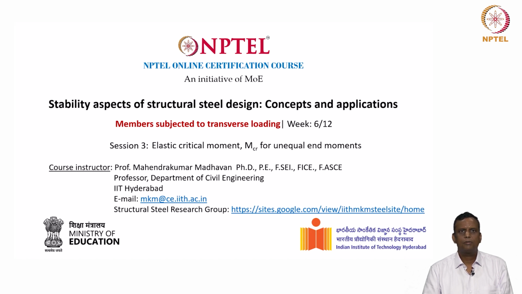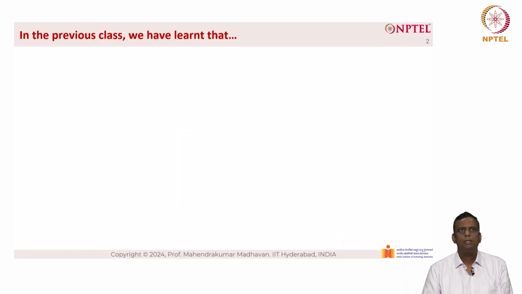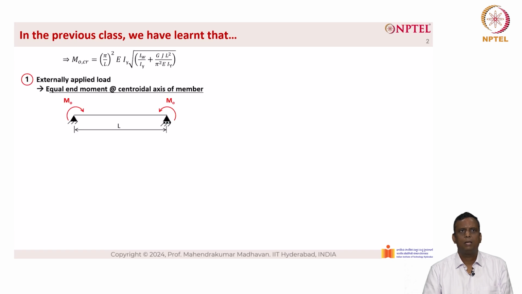In this lecture, we will talk about elastic critical moment MCR for unequal end moments. In the previous class, we have learned that M0 critical is equal to pi by L the whole square into EIY into root of IW by IY plus GJL square divided by pi square EIY. This is based on three simple assumptions.